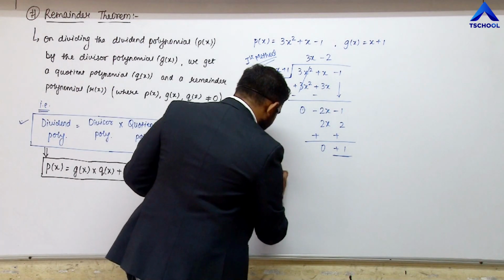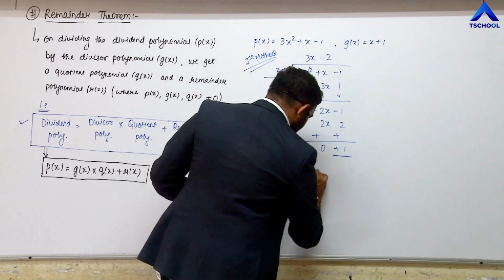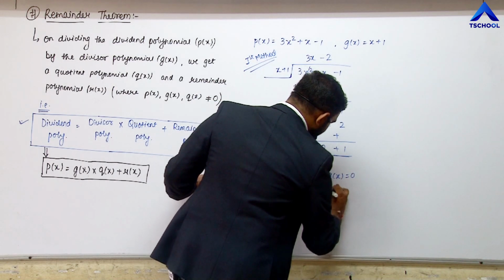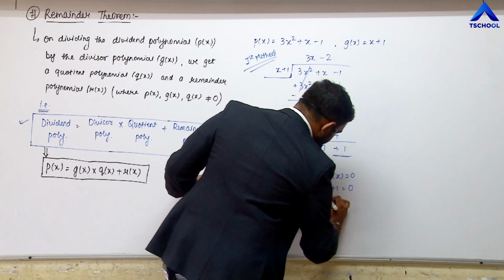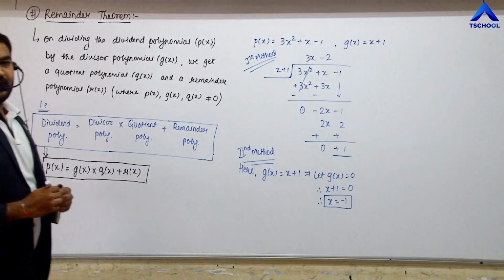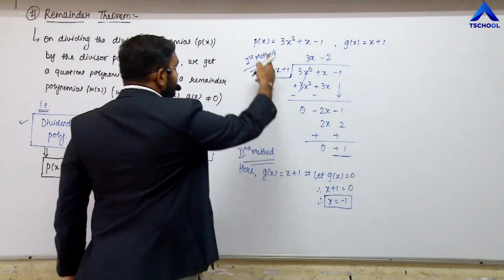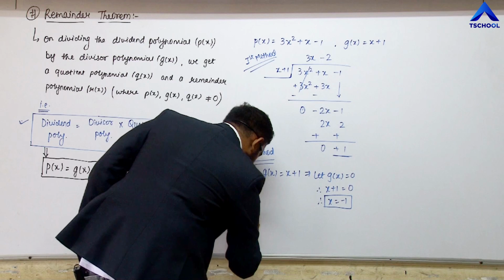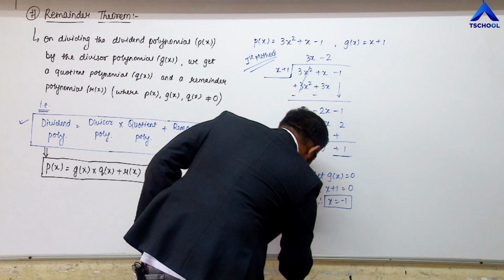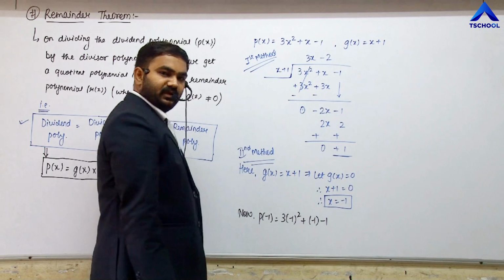Here g of x is equal to x plus 1. Let g of x equal to 0. That means x plus 1 equals 0 and hence x equals minus 1, right? We got the value x equals minus 1. Now this x equals minus 1 is to be substituted in p of x. Now p of minus 1, that is 3 into minus 1 square plus minus 1 minus 1, right?